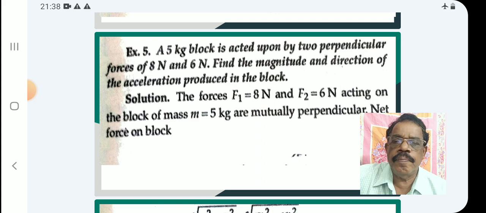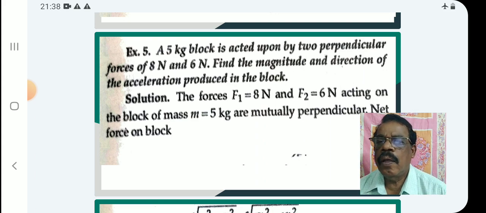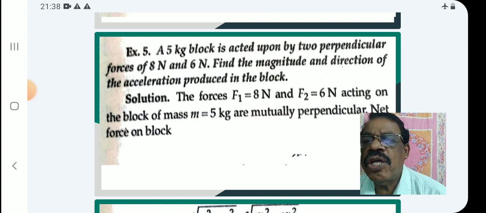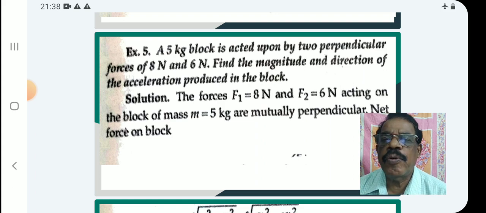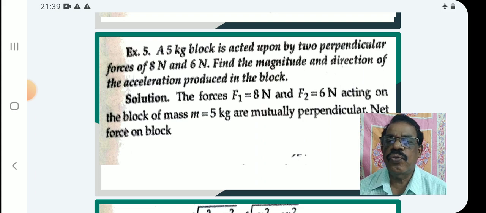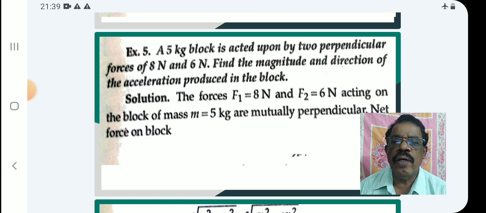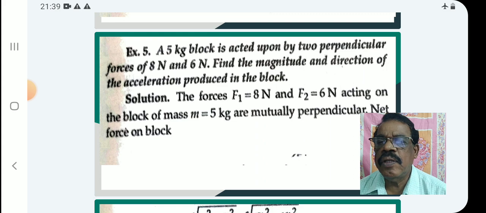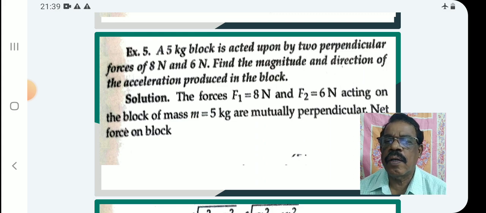Next problem. A 5 kilogram block is acted upon by two perpendicular forces of 8 Newton and 6 Newton. Find the magnitude and direction of the acceleration produced in the block.